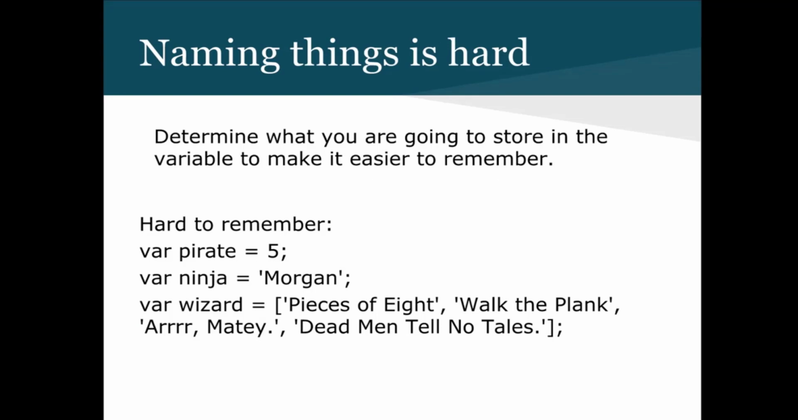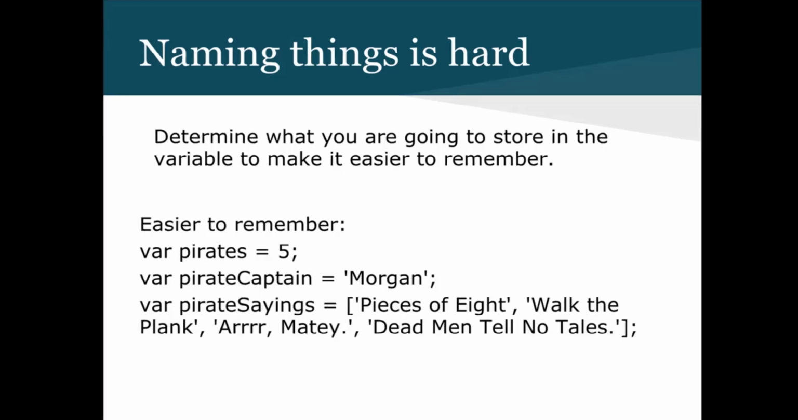Naming your variables and functions are sometimes thought of as difficult, and you'll see why as this class progresses in our various demos. But let's look at this example. Pirate, Ninja, and Wizard are pretty cool variable names, but if Pirate equals 5 and Ninja equals Morgan and Wizard equals an array of pirate sayings, we won't remember what those items are representative of when we have to use it elsewhere in our code. Something like this would make more sense: var pirates = 5, var pirateCaptain = Morgan, var pirateSayings = Pieces of 8, Walk the Plank, Arrr, and Dead Men Tell No Tales.